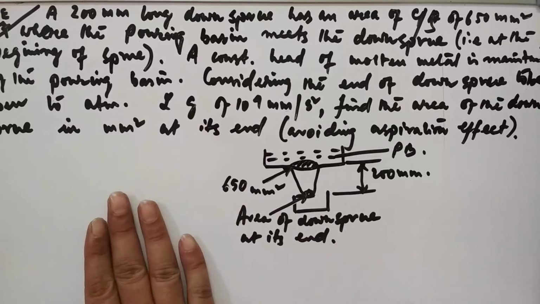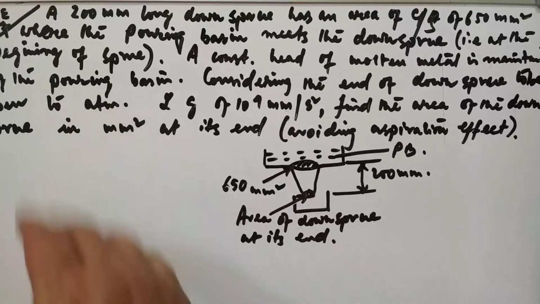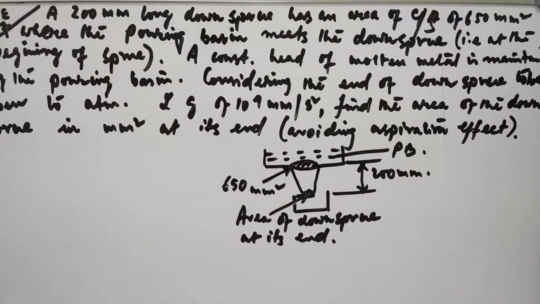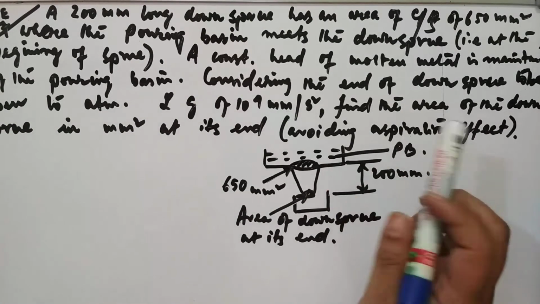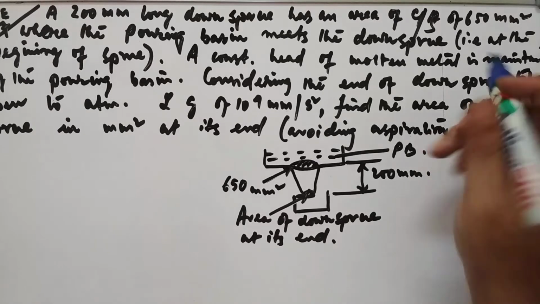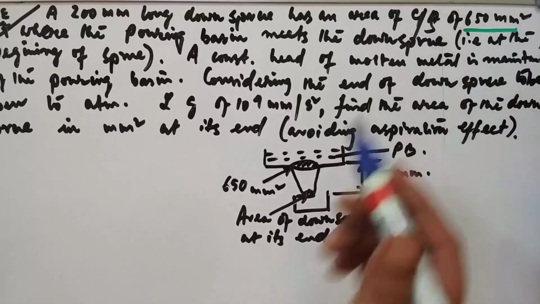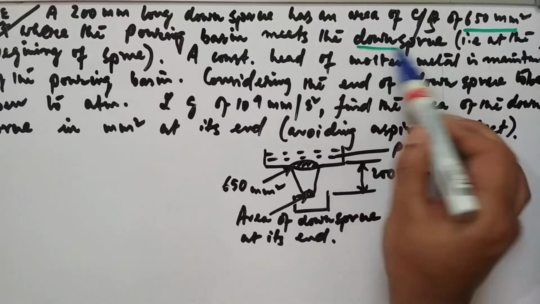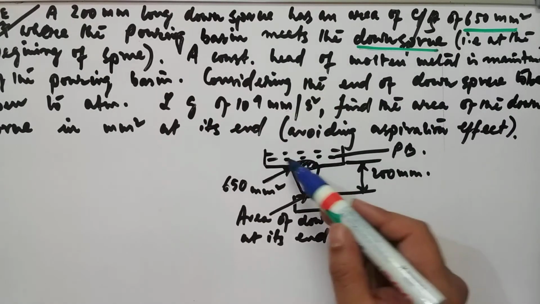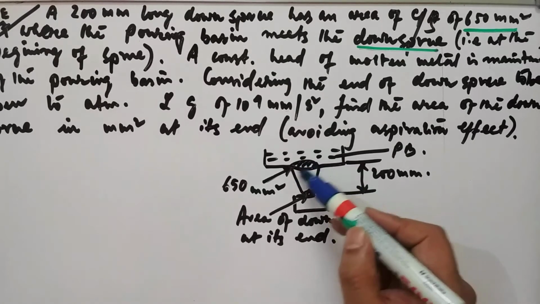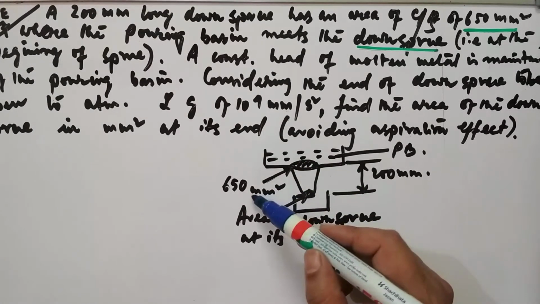So I have considered a problem from the GATE 2007 paper. It says a 200 millimeter long down sprue. You know what is the down sprue? This is the down sprue. It has an area of cross section of 650 millimeter square where the pouring basin meets the down sprue. Down sprue means this one. So this area is said to be 650 millimeter square.